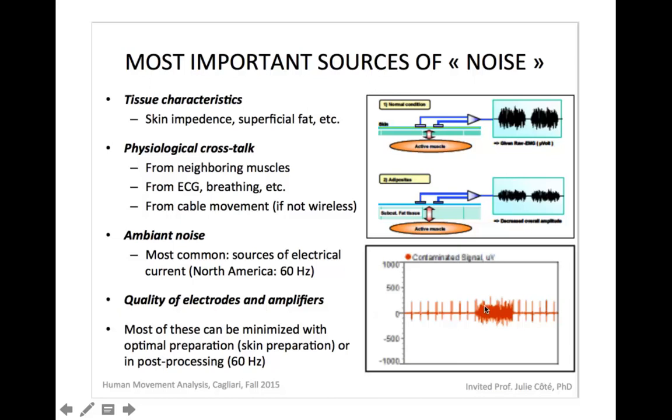Here's an example of a signal contaminated with heartbeat. So here's your muscle movement. This is an ECG that's sort of showing up in the background to the muscle movement.